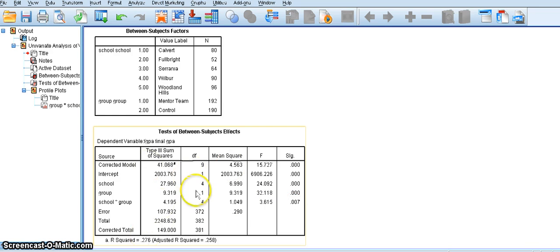If we further want to see where those differences are, we can do a post hoc test similar to how we did it in just a simple one-way ANOVA to see where those differences actually are.